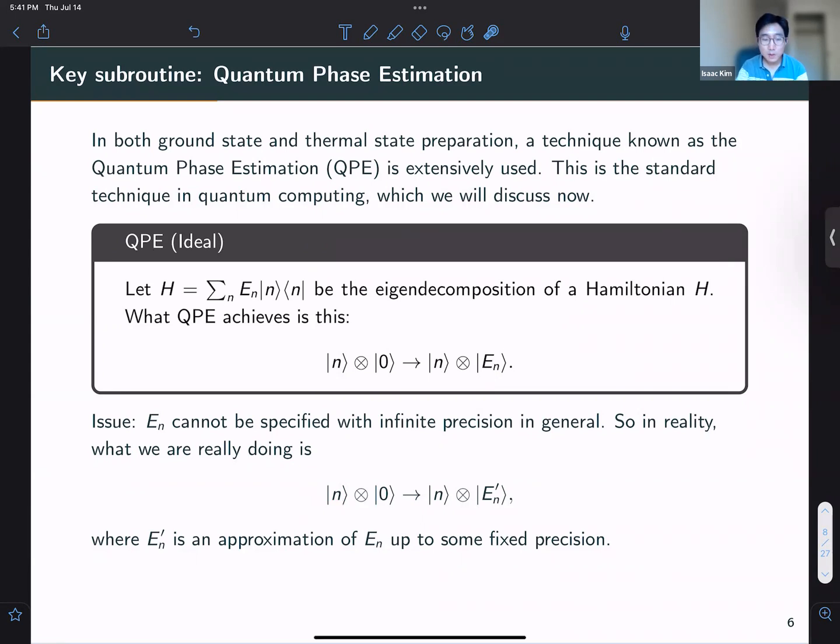There's a question: what is the difference between |n> and |En>? Good. |n> is the energy eigenstate, and |En> is the state that is encoding the value of En. Let me give you an example, probably that'll be easier to explain. Let's say H is a 2x2 matrix, with entries 0.1, 0, 0, 0.